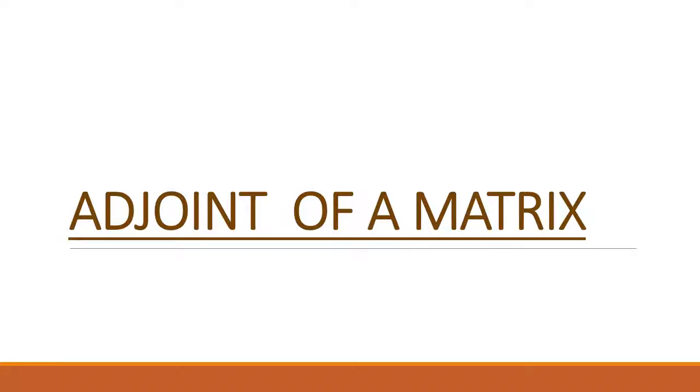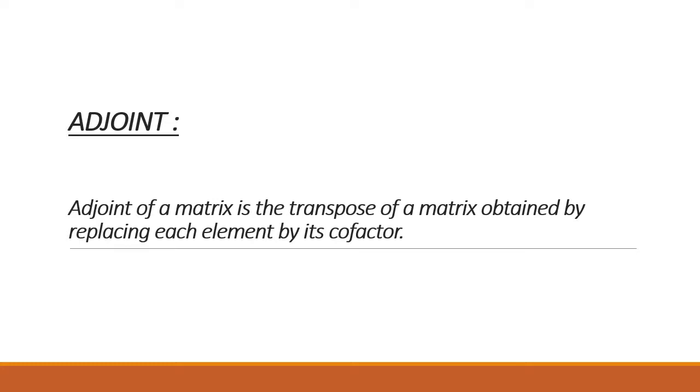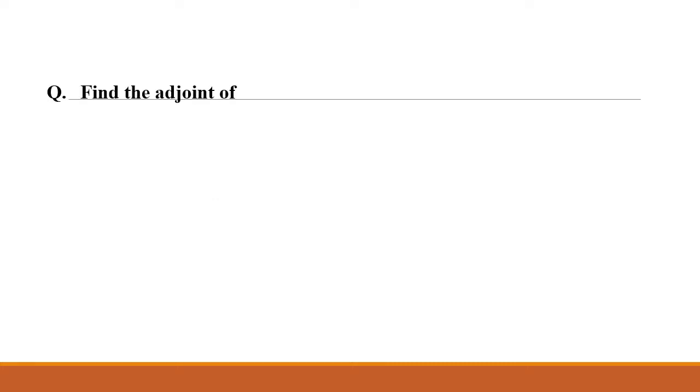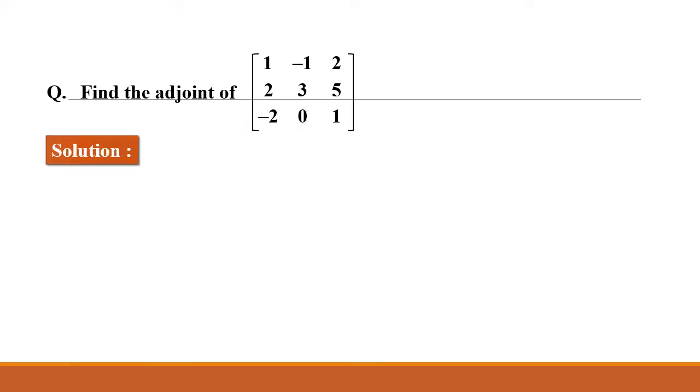So let us understand adjoint of a matrix. The adjoint of a matrix is the transpose of the matrix obtained by replacing each element by its cofactor. We will understand this definition by considering an example. Find the adjoint of the matrix [1, -1, 2; 2, 3, 5; -2, 0, 1].